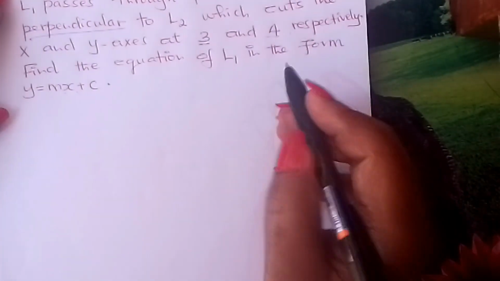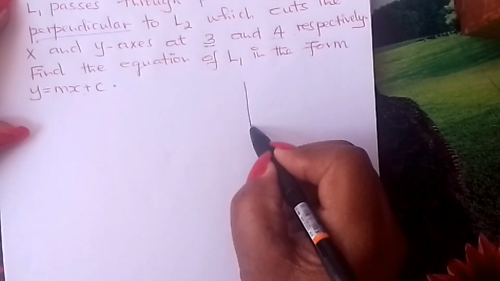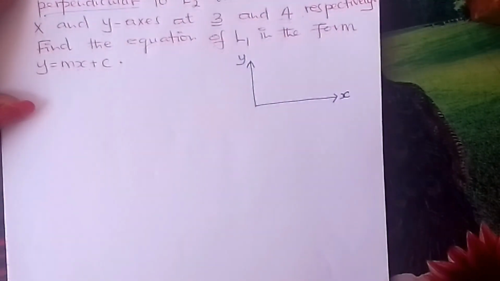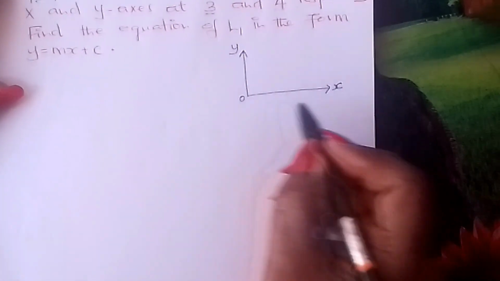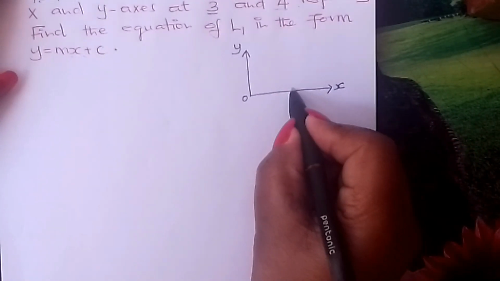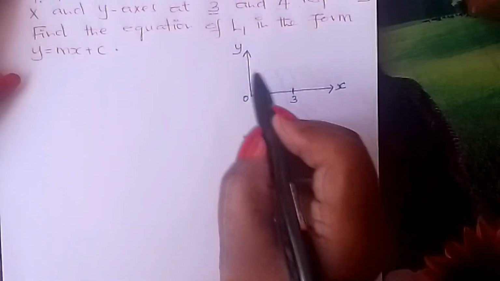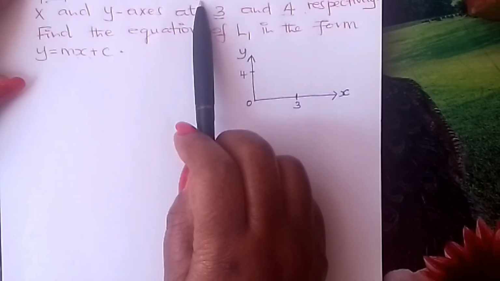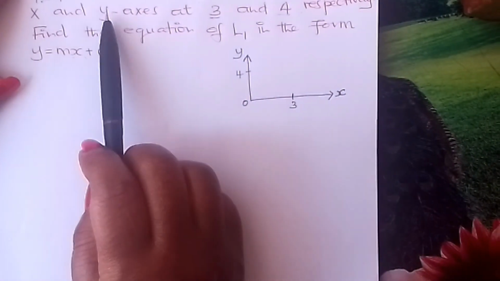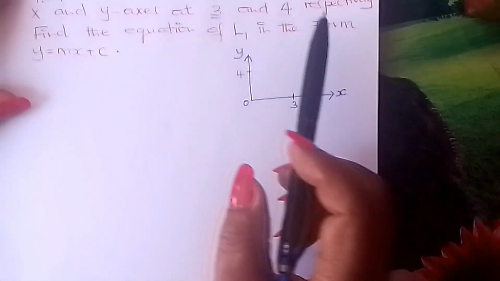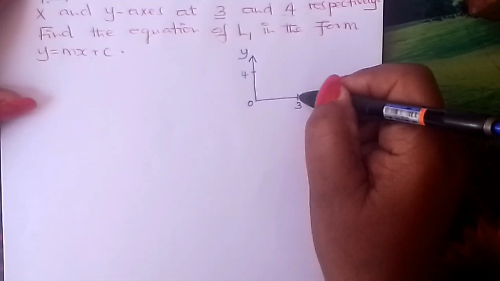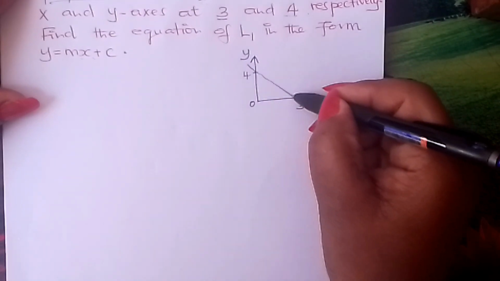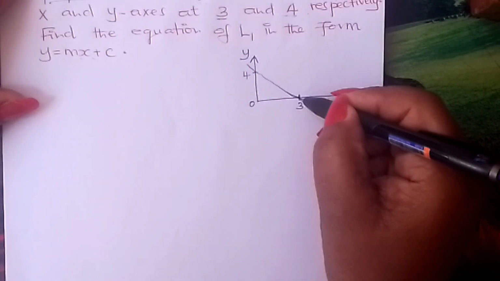So, let us look at this, learner. Let us first remind ourselves about intercepts. If you have the x-axis and y-axis, suppose this is 0, the origin. Suppose here we have 3. Suppose here we have 4. We are told that our line L2 cuts the x-axis and y-axis at 3 and 4. Our L2 passes through 3 here on the x-axis and 4 here on the y-axis. Maybe I can just draw a rough sketch there.